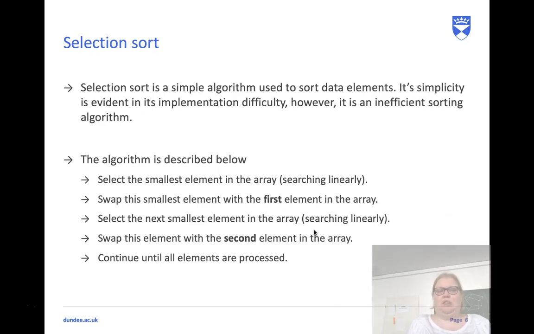The algorithm is described as below. First, select the smallest element in the array, so you just search linearly through the array. Swap that element with the first element in the array, and then you search for the second smallest element in the array, and you do that by doing a linear search again. You swap that with the second element, and you continue until all the elements are processed and the array is sorted.